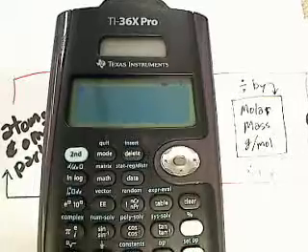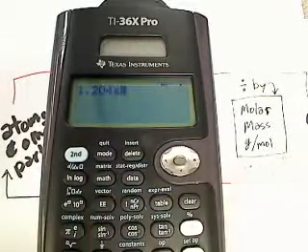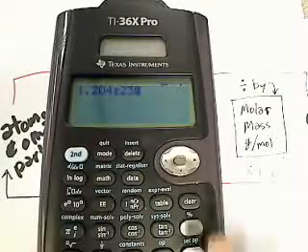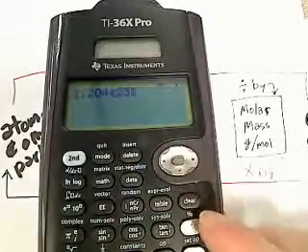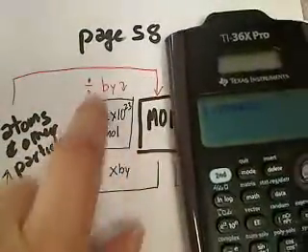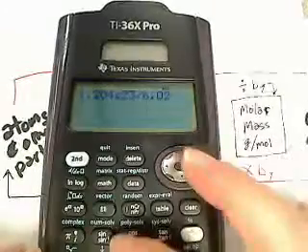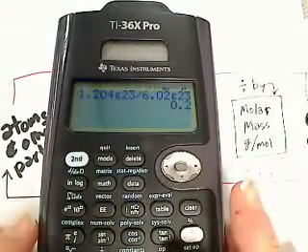So let's say I'm starting out with 1.204 EE23. That's my given number of atoms. And let's say we're going to do atoms of copper. Okay, so I'm going from atoms to moles, so I divide by Avogadro's number. So now I'm going to put in 6.02 EE23. Okay, get that answer.